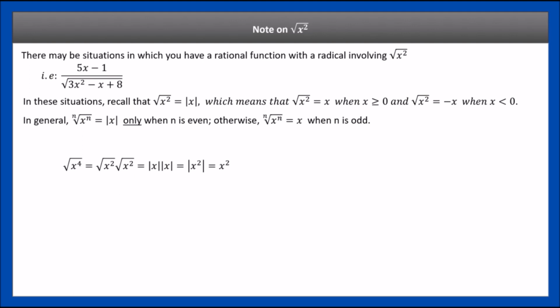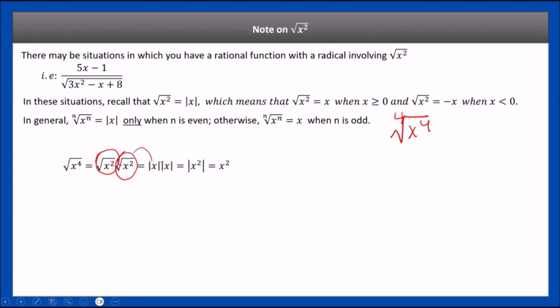fourth. So far I said that this works for the fourth root of x to the fourth, or the square root of x to the second, as long as the power is even. However, what happens if we have the square root of x to the fourth? Well, if we break this down into x squared times x squared, we notice that both of these turn into absolute values, right? The absolute value of x times the absolute value of x is the absolute value of x squared, which is always going to give you a positive quantity no matter what, so we can just leave it as x squared. So there's no need to include absolute values for the square root of x to the fourth.